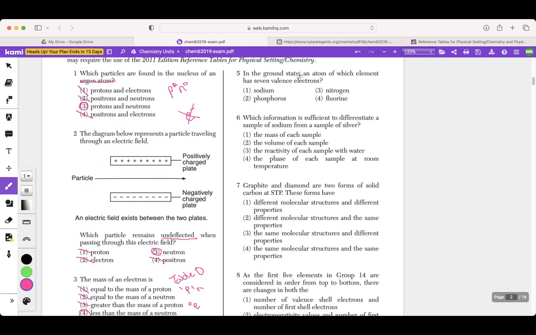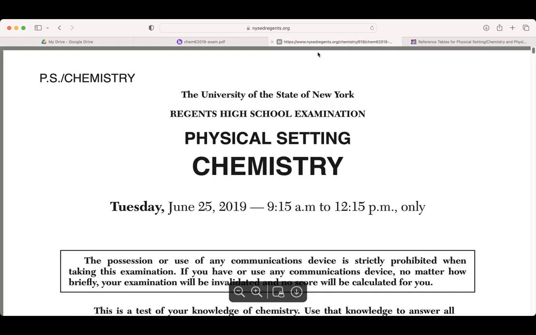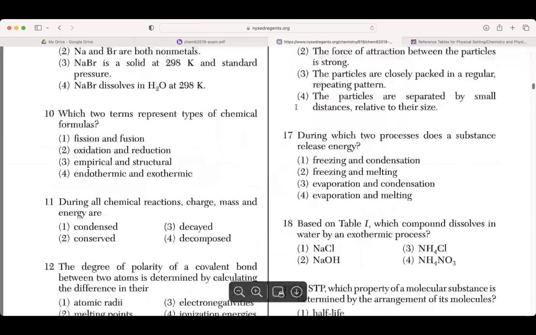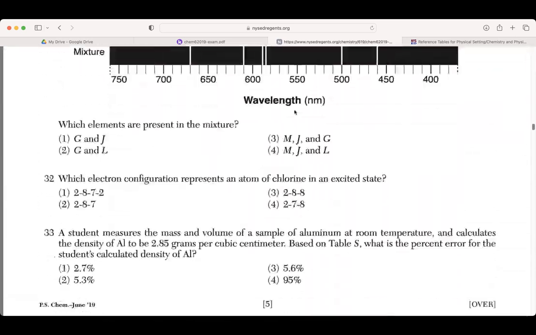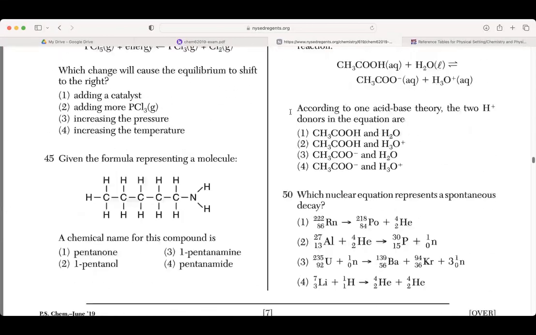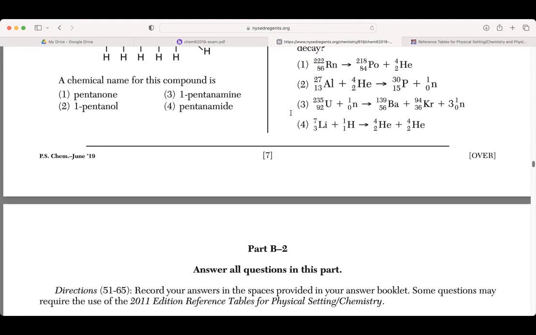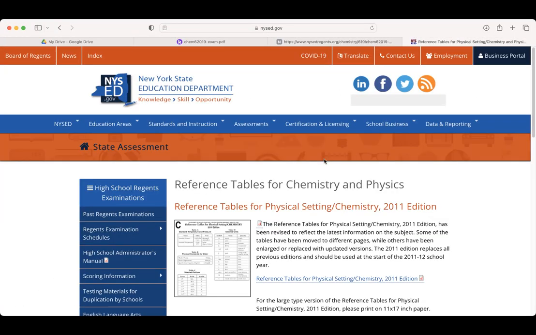Question 5. In the ground state, an atom of which element has 7 valence electrons? So hopefully you can see on here, we're going to go down to our reference tables. We're going to look specifically at the periodic table. This is the wrong file. Here we go.